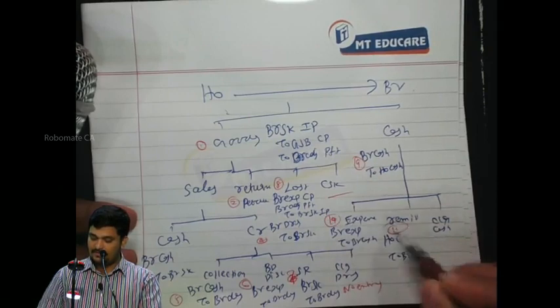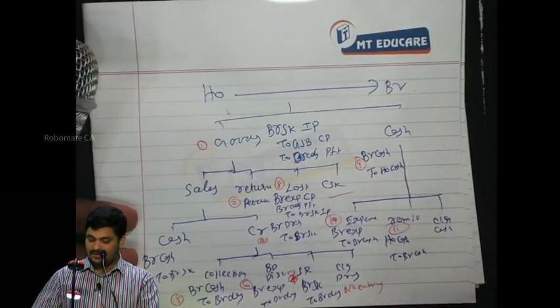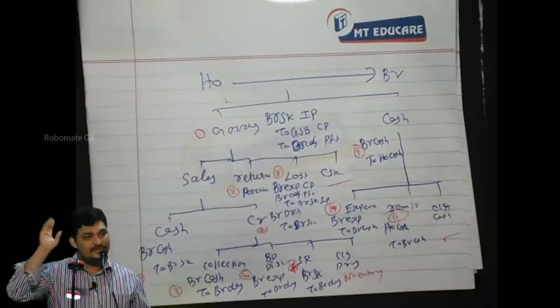9, 10. That's all. We are closing cash, no entry. Totally only 11 entries, sir.